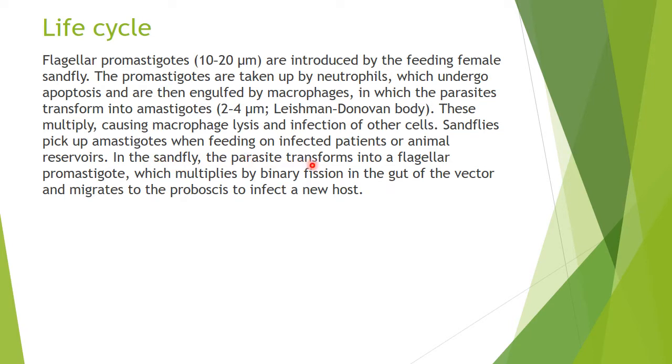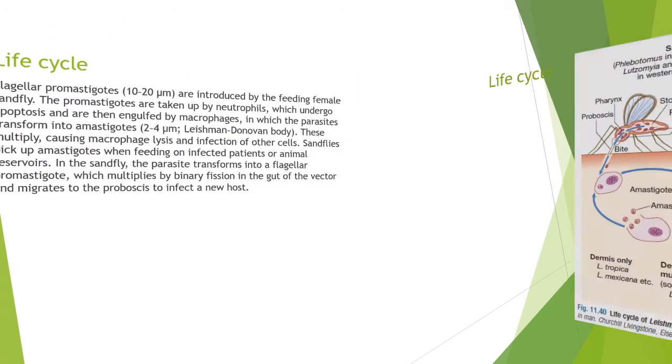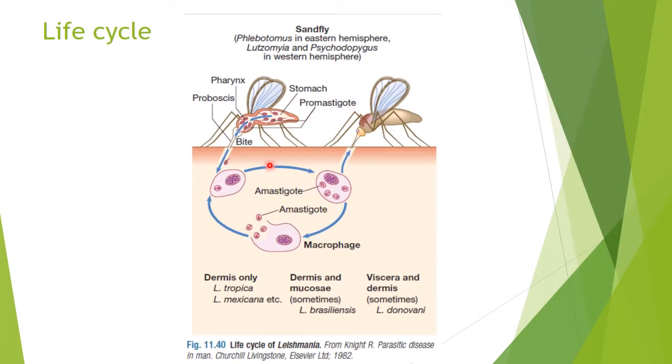In the sandfly, the parasite transforms into the flagellar promastigote, which multiplies by binary fission in the gut of the vector and migrates to the proboscis to infect the new host. So whatever I said is given here. The sandfly will inject the promastigote. The promastigote is ingested by the neutrophil. The neutrophil will undergo apoptosis, and the macrophage will ingest the promastigote. Inside the macrophage, it will develop into Leishman-Donovan bodies, the amastigotes, and the amastigotes are released and taken up by the sandfly, and thus the transmission occurs.